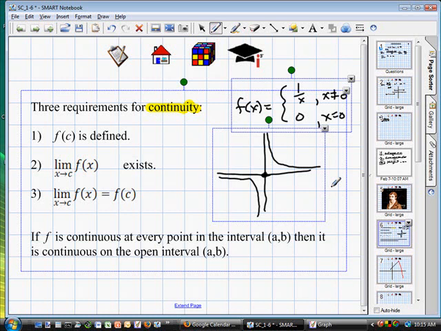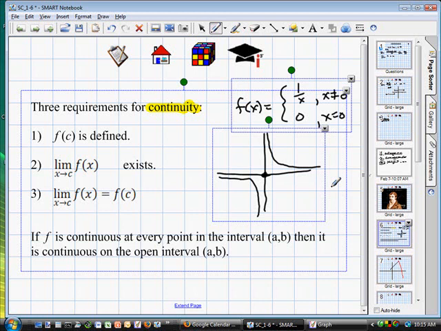But now, number 2, the limit as f of x approaches c exists. Okay? As x approaches 0 from the left, what's the limit of this function? Negative infinity. As x approaches 0 from the right, what's the limit of this? And obviously they don't agree, so does the limit of f of x exist? No, it fails test 2. And test 3 says the limit has to equal the number.